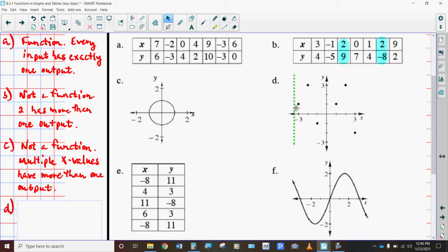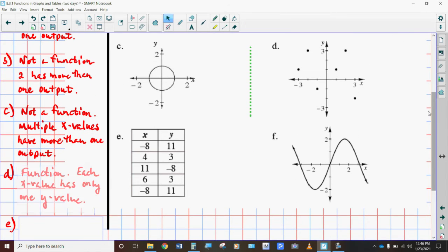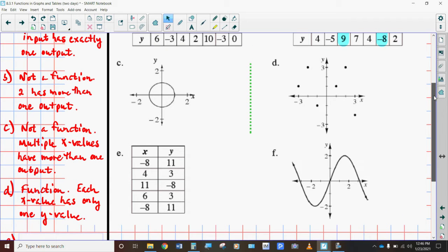Now looking at D, let's look at each one of these points. There's only one point on that line, so that's good. There's only one point on that line, that's good, that's good, that's good, that's good. Okay, so one thing that's important to notice, I'm going to go ahead and scroll down here and reveal the answer that is indeed a function. Each X value has exactly one or only one Y value.